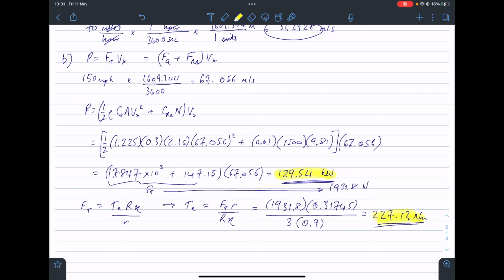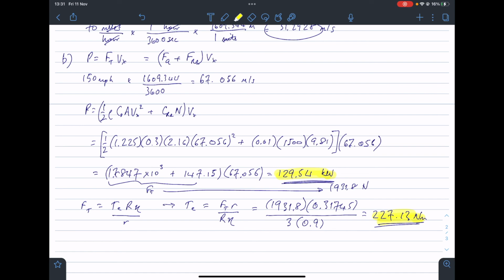So it's just about combining the equations together, what you know, and then converting them around, algebraic manipulation, to get the values you need. So it's quite interesting that a car driving at 150 miles an hour only needs 130 horsepower to get there, or to maintain it.